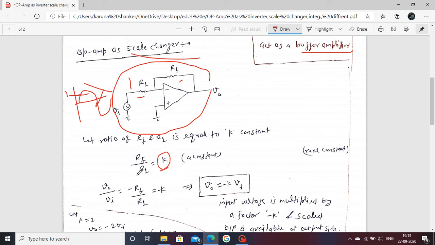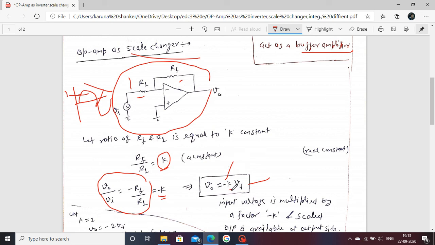Now we arrange this equation. We already know in the inverting amplifier we found this relation. Now RF upon R1 we put as k. Cross multiplying, this relation comes out. Now put the k value here. k represents a real value, meaning the output is changed by multiplying the k constant value with the input signal. The negative sign, as already seen, shows 180 degrees out of phase.